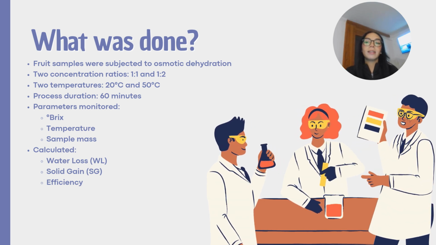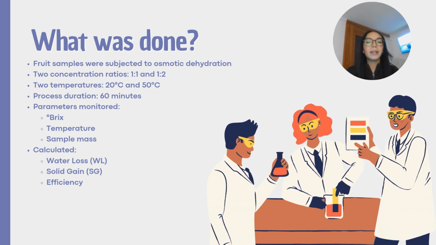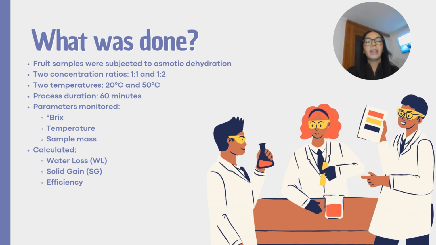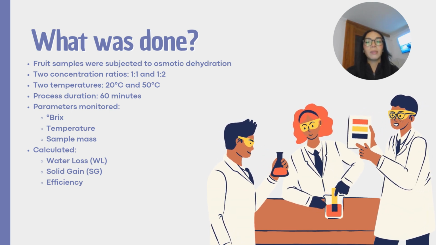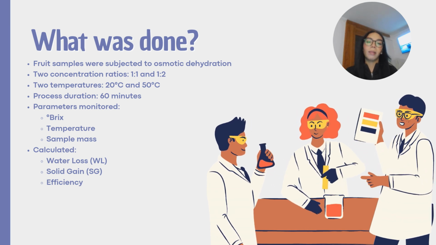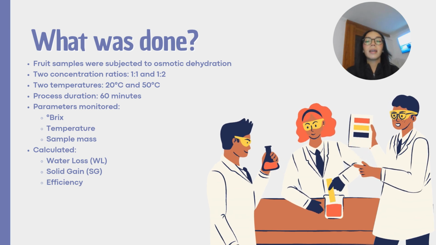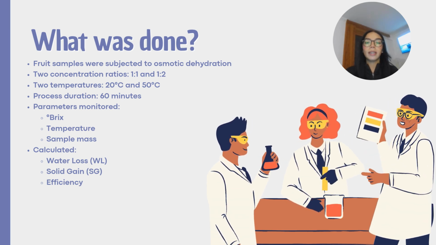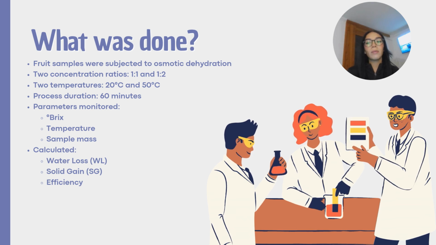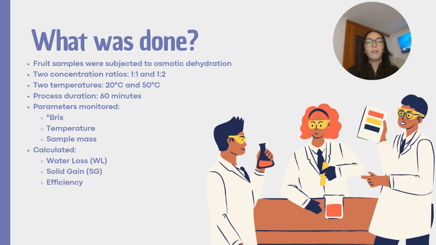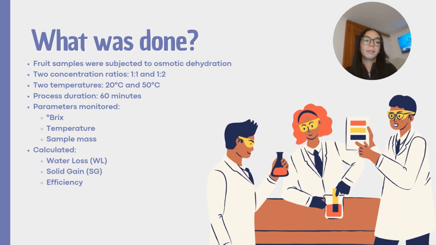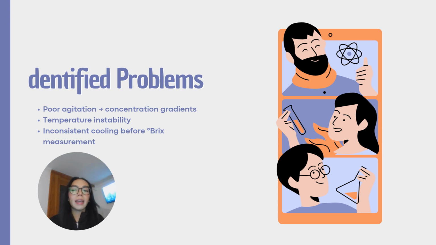During the experiment, several parameters were monitored, including degrees Brix, temperature, and sample mass. Additionally, important variables such as water loss, solid gain, and process efficiency were calculated to evaluate the performance of the system. I identified some important issues that affect the results.